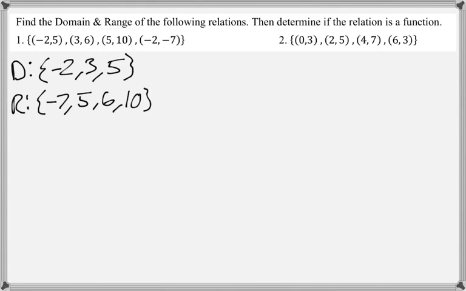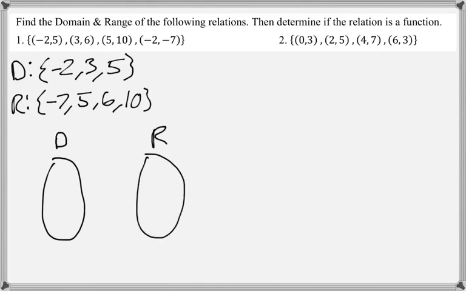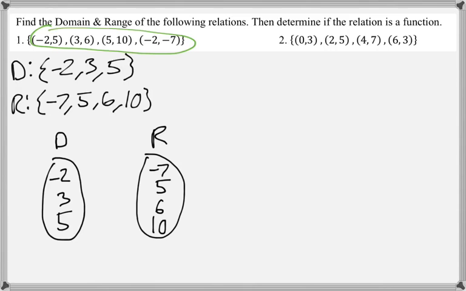Then it wants us to determine if it's really a function. The most common way of doing this is to create a mapping. I'm going to put my domain values here and my range values here. Then if I look at my ordered pairs, the x value of -2 is associated with the y value of 5. So in my mapping, I'm going to draw a line from -2 to 5. Then 3 goes to 6, 5 goes to 10, and then -2 also goes to -7.